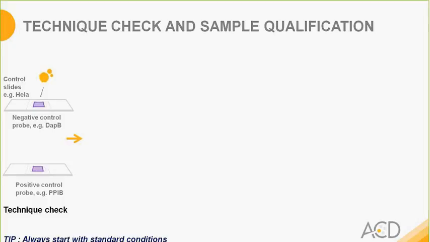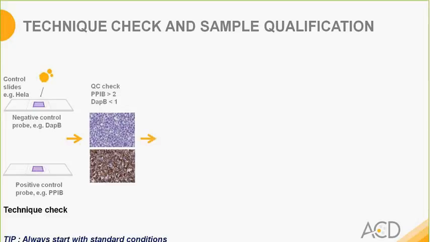In the first step, slides prepared from cell lines are tested with appropriate positive and negative controls. If the PPIB signal, shown in the bottom panel, is robust with at least 2 dots per cell or more, and the DapB signal is essentially negative with less than 1 dot per cell, the technical check passes, this first step passes, and one can proceed to the sample RNA quality check.